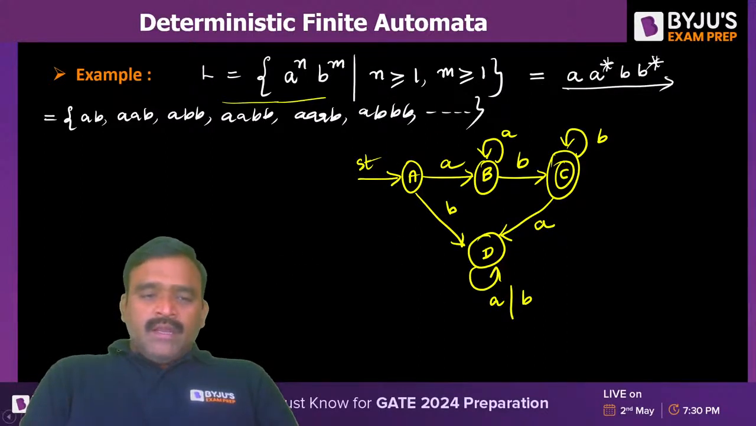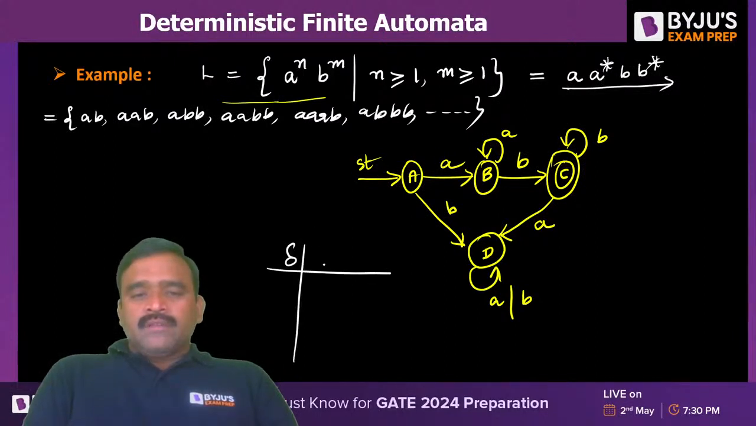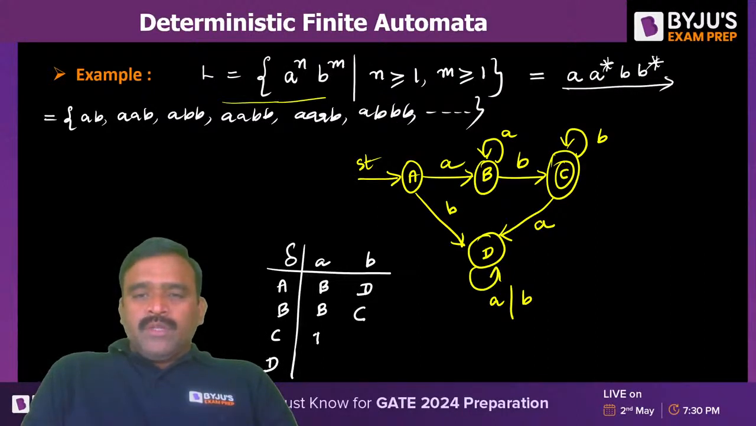Now if you see the transition function delta of this DFA, it is like this. Input A, input B, and states A, B, C, D. State A, input A, it is B, and input B, it is D. State B, input A is B, input B is C. State C, input A is D, input B is C. And state D, input A is D, B is D.